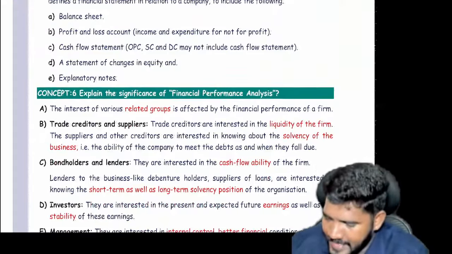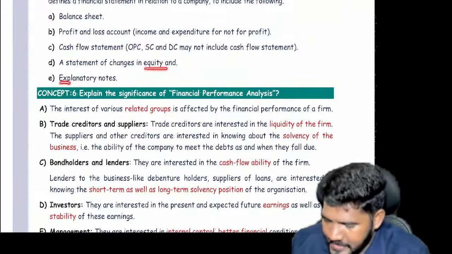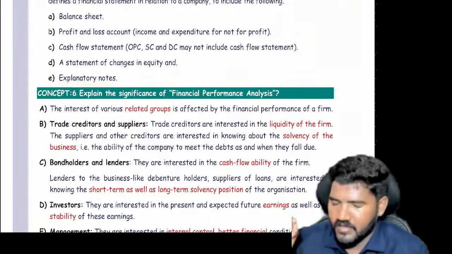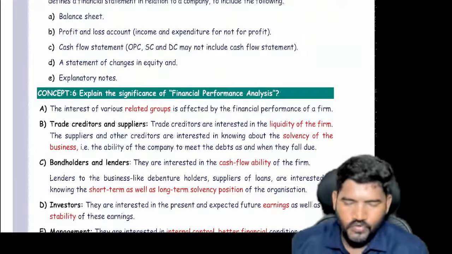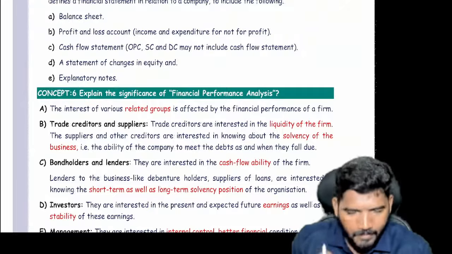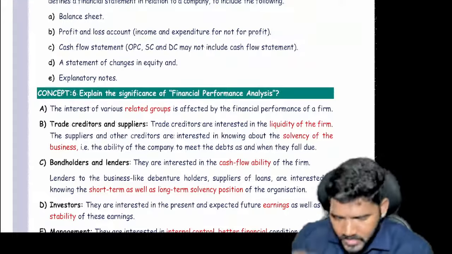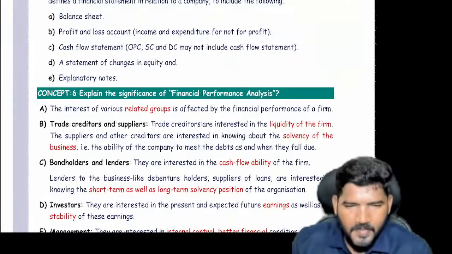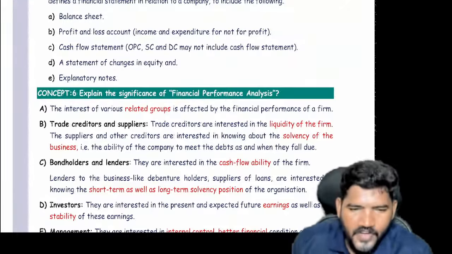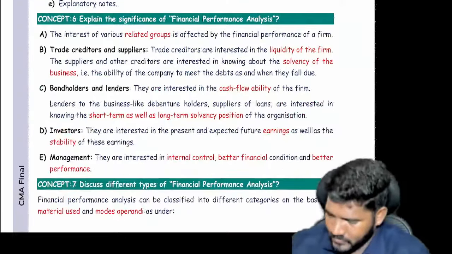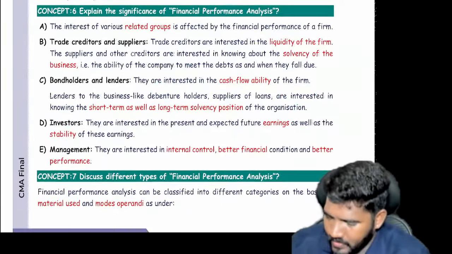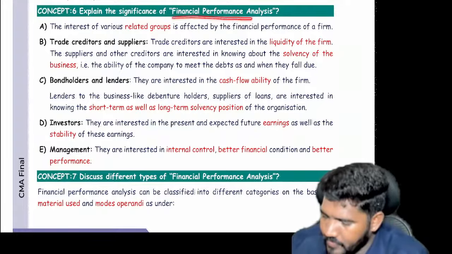After that, a statement of change in equity and explanatory notes. These are the definition of financial statement. So financial statement means not only the P&L account and balance sheet, but also the cash flow statement, statement of change in equity, and explanatory notes. Okay. So, explain the significance of financial performance analysis.